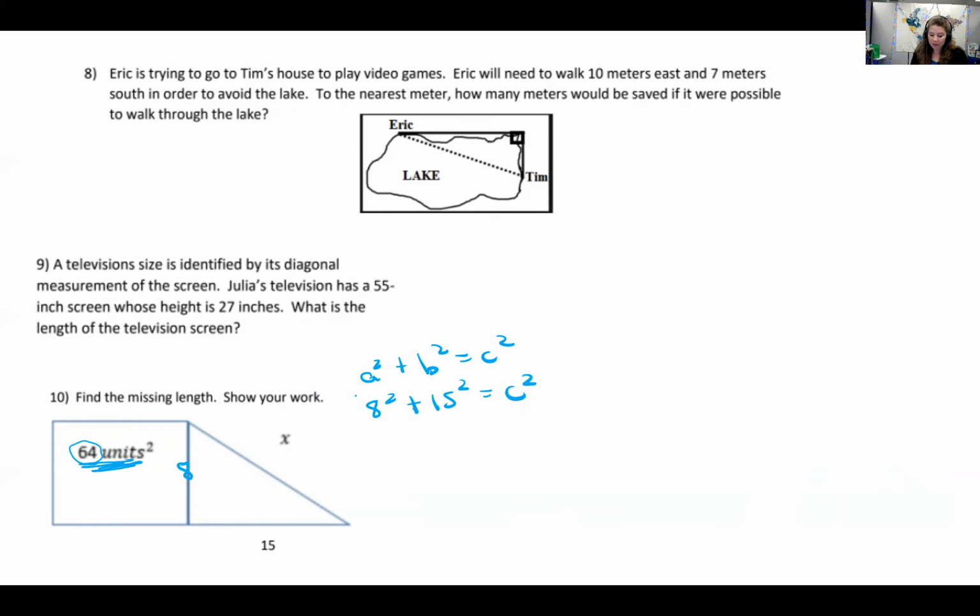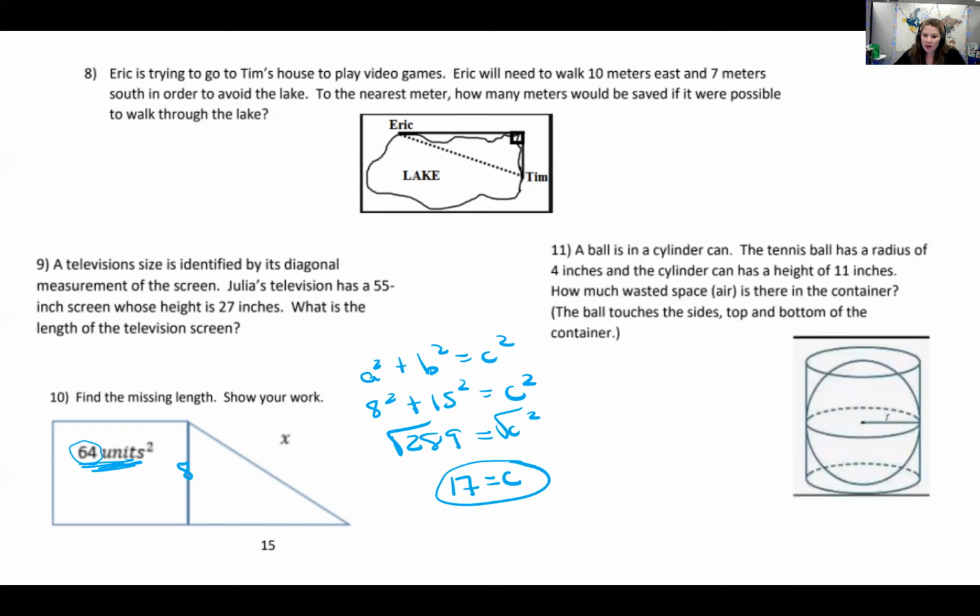So we have 8 squared plus 15 squared is 289. That's what C squared equals. So to find the square root of 289, we get 17. So C is 17, which is the longest side, and it should be because it's the hypotenuse. All right, number 11.